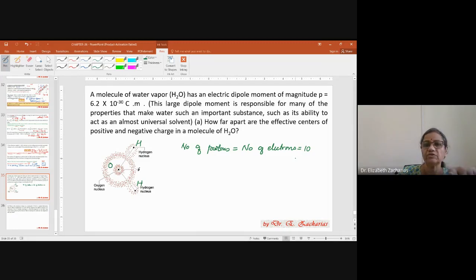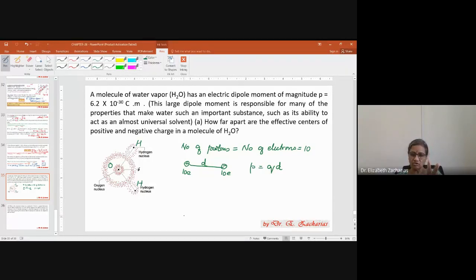Chemists will never agree with this model, but physicists will go with this model that there is a plus 10e, where e stands for the charge of an electron or proton, separated from a negative 10e by a distance d, and that gives rise to p equal to q into d. Did you understand? Electrons will have one electron each participating.